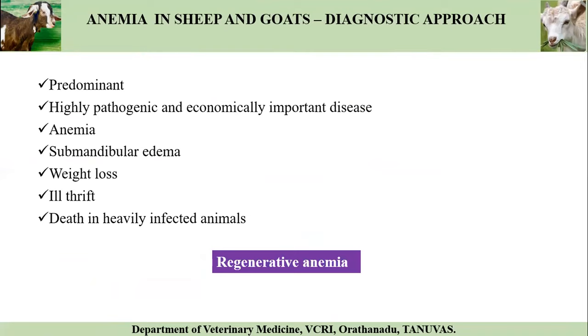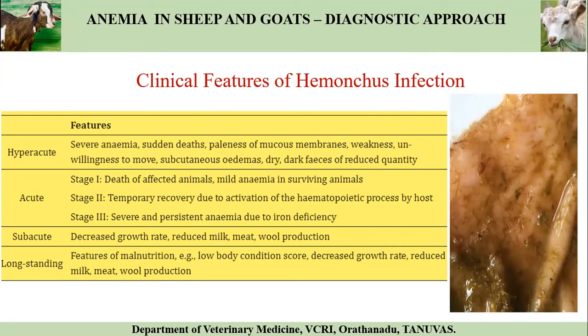It will cause anemia, submandibular edema, weight loss, and loss of thrift, and if we don't notice it, death may sometimes occur in heavily infected animals. So what are the clinical features of Haemonchus infection? You can classify it depending upon the clinical signs: hyperacute, acute, subacute, and chronic. Hyperacute means severe anemia and sudden death.